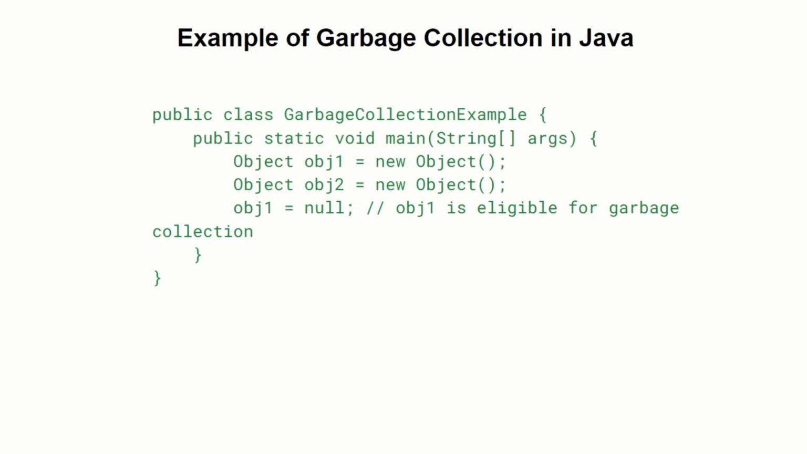So this is a simple Java example. Java uses automatic garbage collection in the JVM, the Java Virtual Machine. The JVM runs a garbage collector like G1, parallel, or serial GC to reclaim memory used by objects that are no longer referenced. Here, when obj1 is set to null, it becomes eligible for garbage collection because no references are pointing to it anymore.